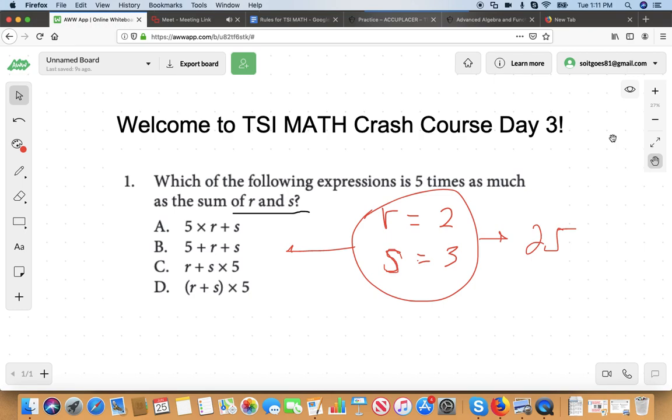Let's plug those values into answer choice A. Go ahead and do that, and let's see what we get. You can work that out on the whiteboard for me. Nice.